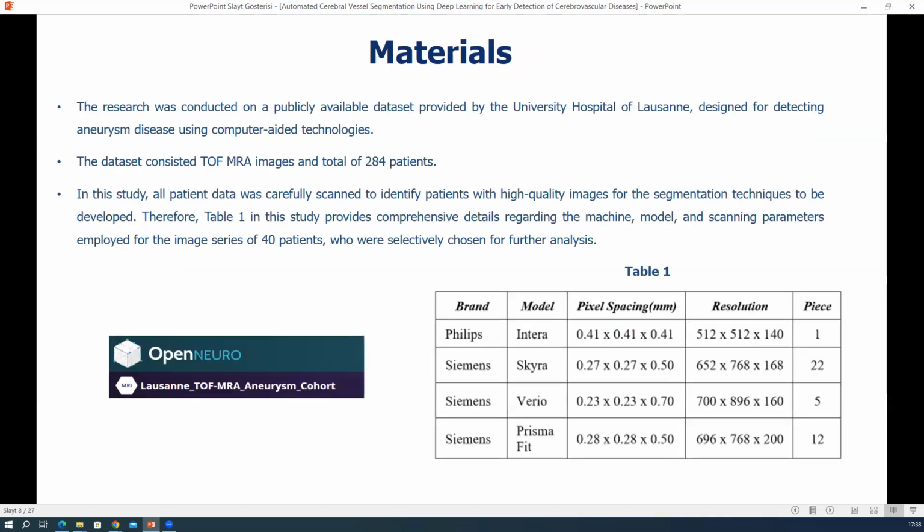Materials: the research was conducted on a publicly available dataset provided by the University Hospital of Lausanne, designed for detecting aneurysm disease using computer-aided technologies. The dataset consists of TOF MRI images and a total of 284 patients. In this study, all patients' data was carefully scanned to identify patients with high-quality images for the segmentation techniques to be developed. Therefore, Table 1 in the study provides comprehensive details regarding the machine model and scanning parameters employed for the image series of 40 patients, who were selectively chosen for further analysis.